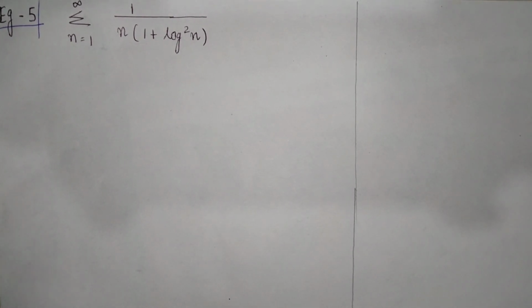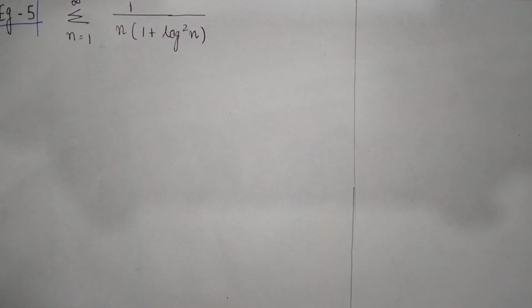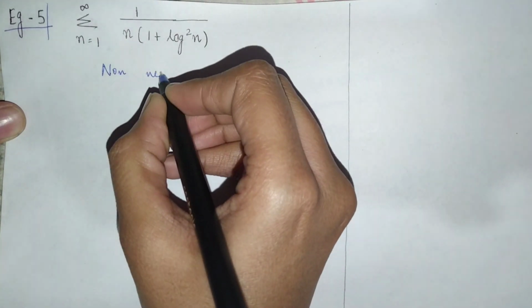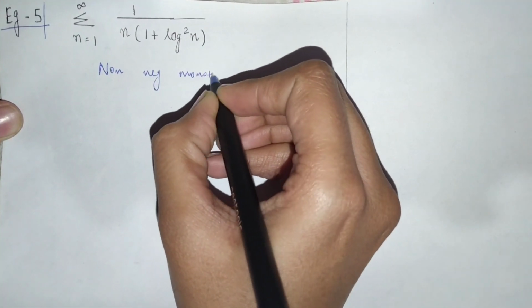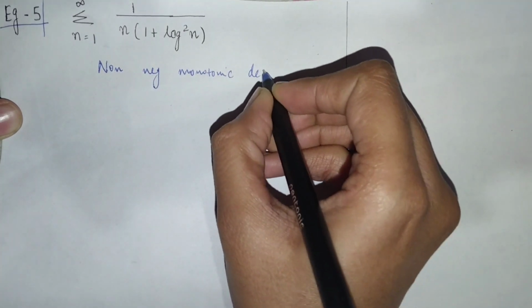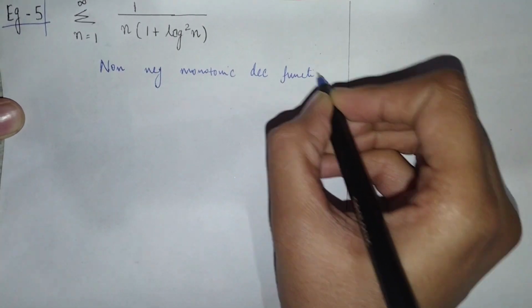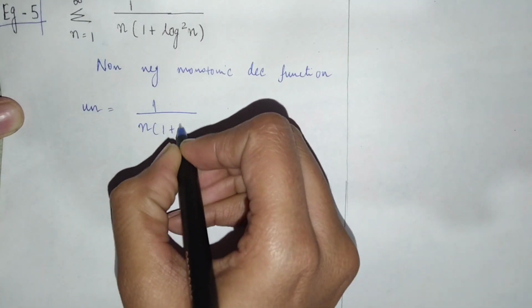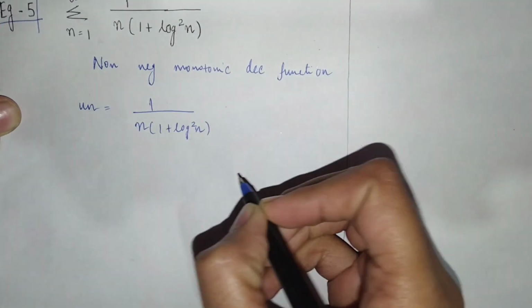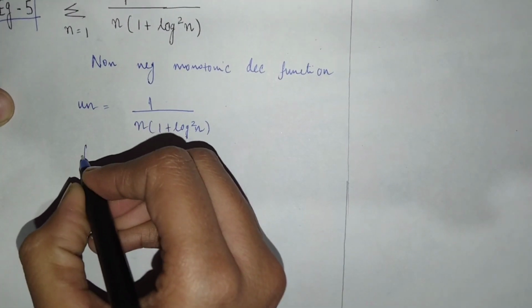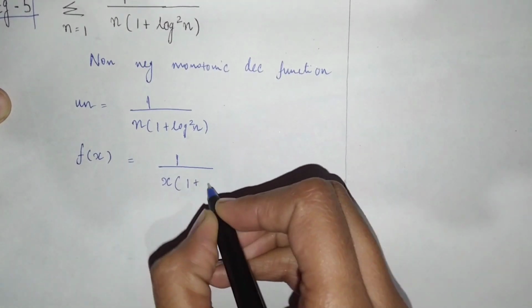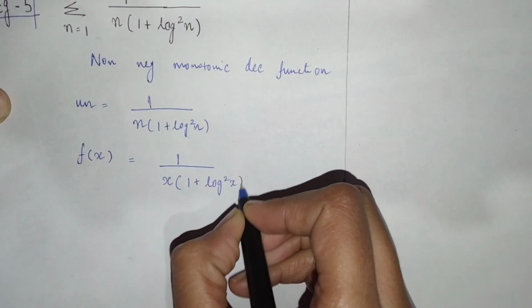Example 5. Summation n equal to 1 to infinity 1 by n into 1 plus log square n is given. So now again here we can apply Cauchy's integral test, because you can put values and check. Again it is a non-negative monotonic decreasing function. Okay. So our un will be 1 by n into 1 plus log square n. But according to Cauchy's integral test, we have to find f of x. So f of x will be 1 by x into 1 plus log square x.